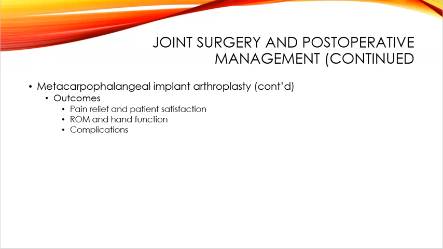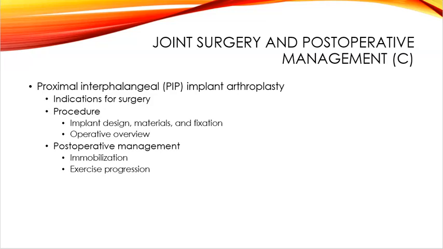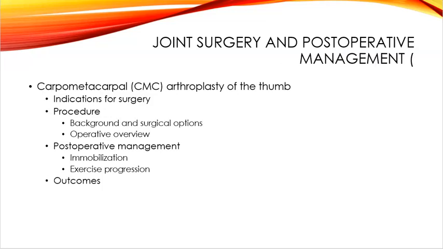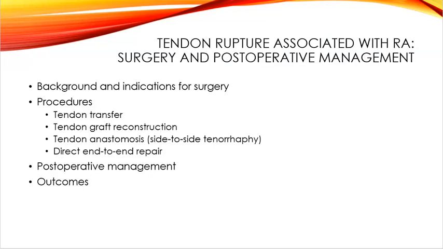Metacarpophalangeal implant arthroplasty has a procedure that's very similar in how you would do the protection phase to controlled management phase. Same thing with PIP implant arthroplasty. They could also have a CMC arthroplasty of the thumb. If they have a tendon rupture associated with RA, then they might have to have a tendon transfer or graft reconstruction.